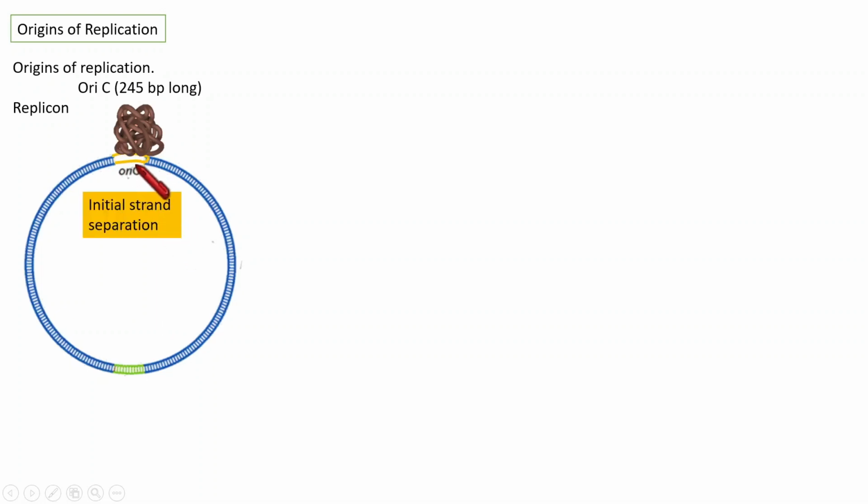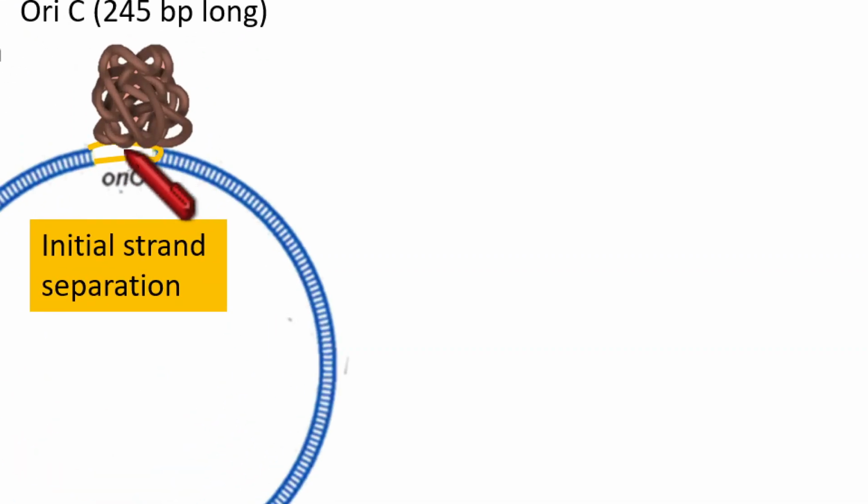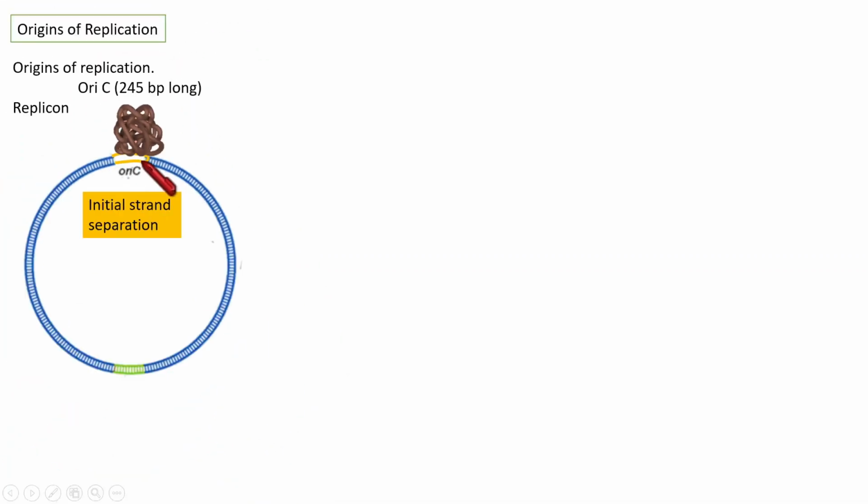That strand separation, you can clearly see that here. Yes, that strand separation begins there after the binding of that DNA A protein. As that strand separation was initiated, then came another protein. Its name is DNA B protein. It also comes and binds near this DNA A protein and continues that strand separation. You can see that here.